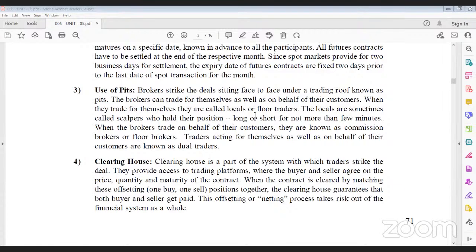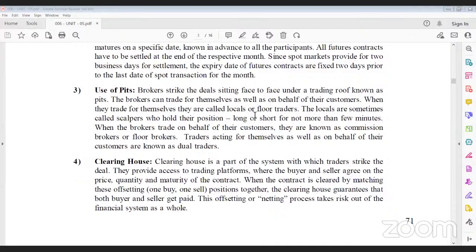Usually, these are also called scalpers, who hold their positions long or short for a few minutes. Brokers trade on behalf of their customers. For the services they render, they charge a commission, and are called commission brokers or floor brokers. Traders acting for themselves as well as on behalf of their customers are known as dual traders.